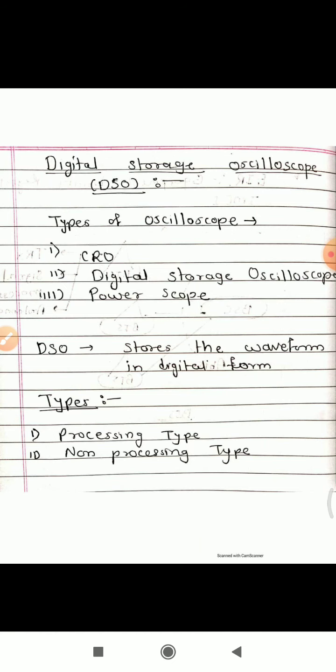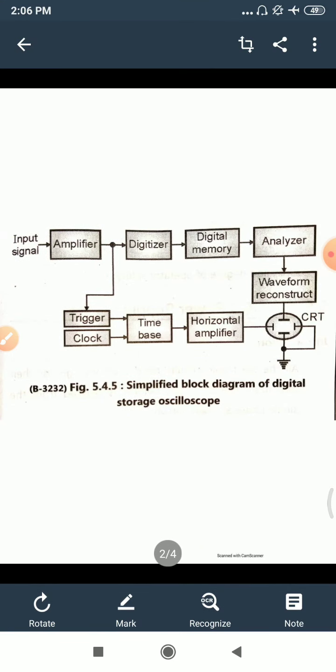Okay, so both types of DSOs have the ability to store the waveform, but these oscilloscopes are storing the waveform in a digital form. Means first of all they have to convert the waveform into a digital mode. Okay, so we'll discuss the block diagram of this. So this is the block diagram of a DSO.